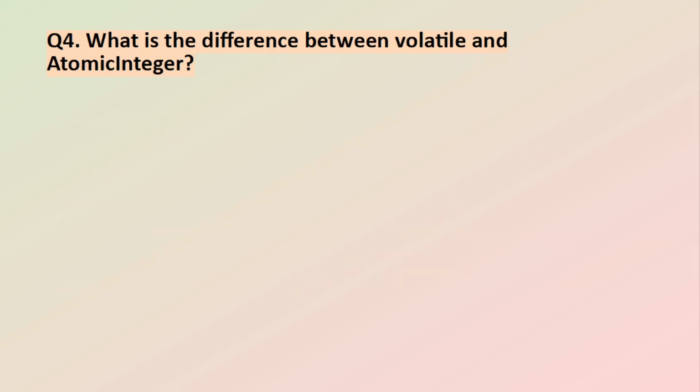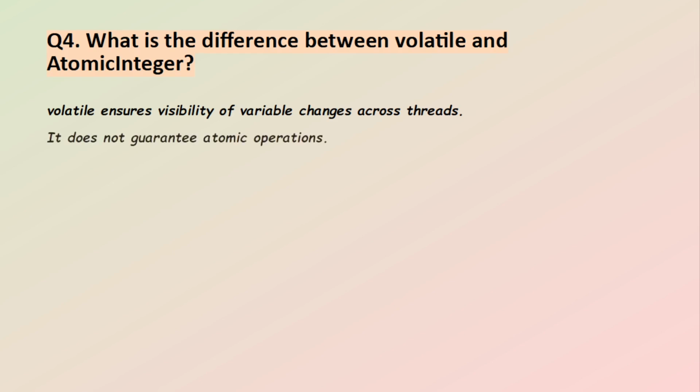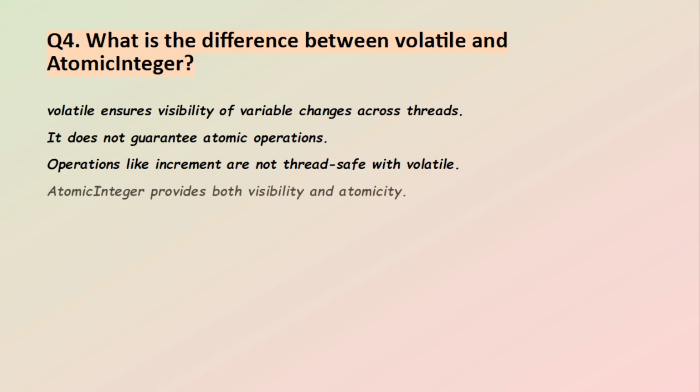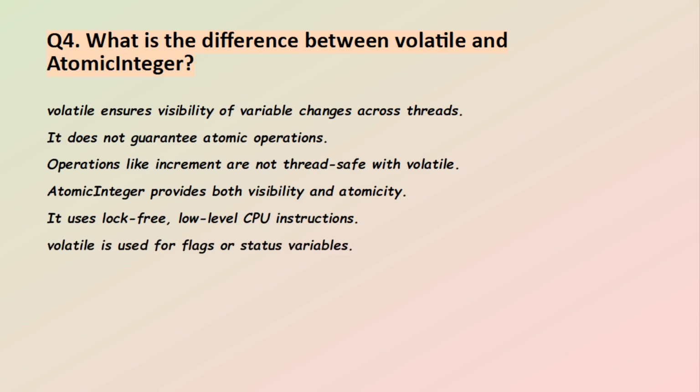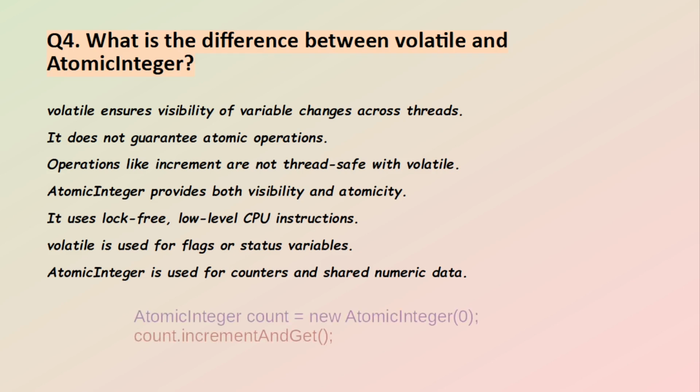What is the difference between volatile and atomic integer? Volatile ensures visibility of variable changes across threads. It does not guarantee atomic operations. Operations like increment are not thread safe with volatile. Atomic integer provides both visibility and atomicity. It uses lock-free, low-level CPU instructions. Volatile is used for flags or status variables. Atomic integer is used for counters and shared numeric data. And this is the example.